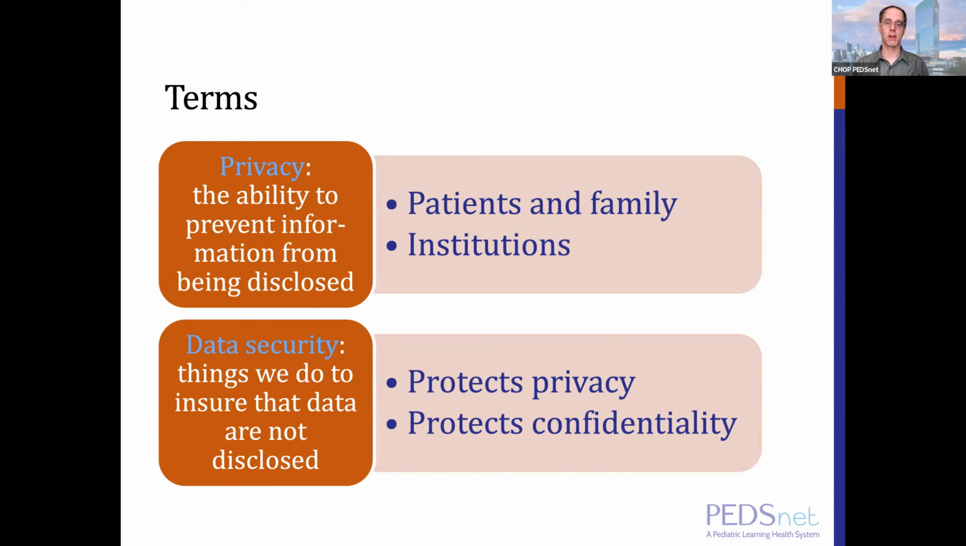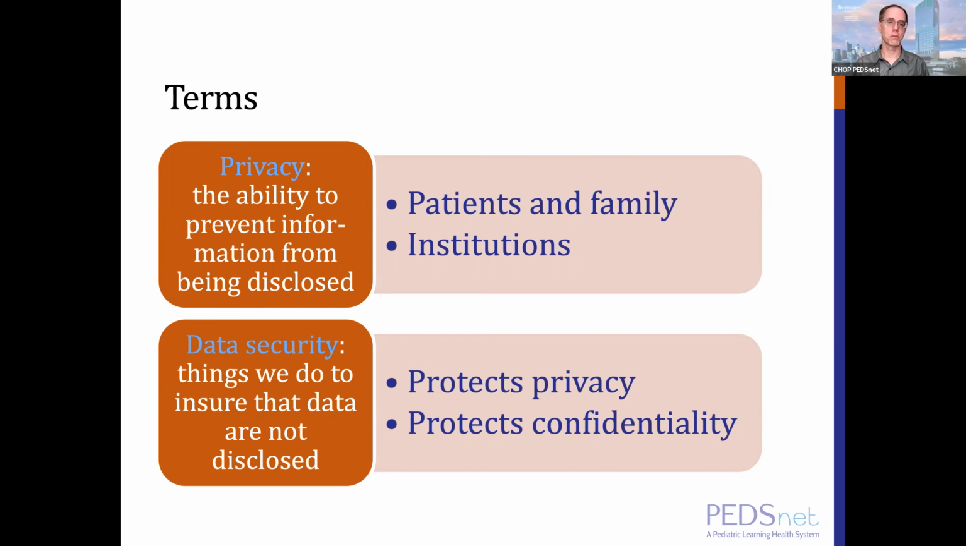So data security encompasses the things that we do to ensure that data are not compromised, that they're not disclosed in a place or in a manner in which they could reveal someone's identity or reveal facts about someone, that they are not shared for a purpose that's not legitimate, that they are not used in a way that's not consistent with their purpose. The idea behind data security is that it protects the privacy of individuals, but it also protects the confidentiality of information about individuals.